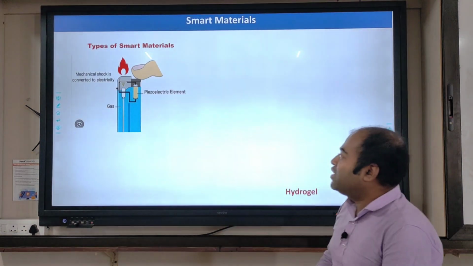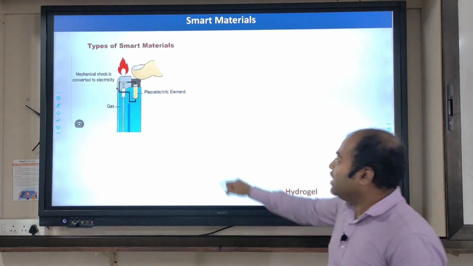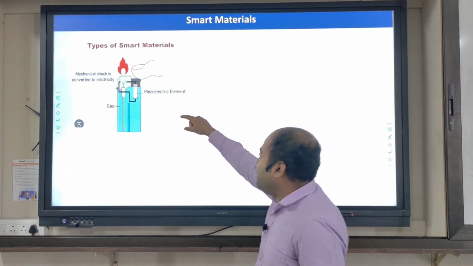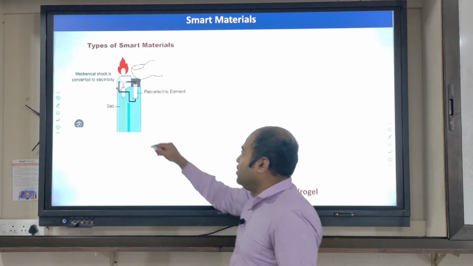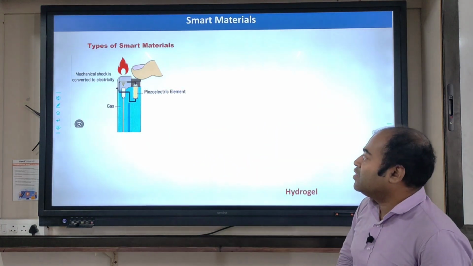We know that this is a gas lighter. There is some LPG gas in it, and when we push this button, the flame comes. Now, how does this happen?